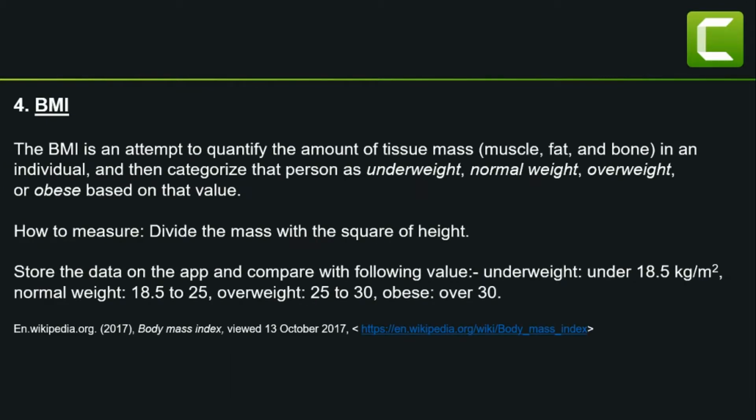BMI is an attempt to quantify the amount of tissue, mass, muscles, and etc. It is also known as body mass index. You can measure the BMI by dividing the mass by the square of the height. You can store the data on the app and compare with the following values, from which you can know if you are underweight, normal weight, overweight, or obese.